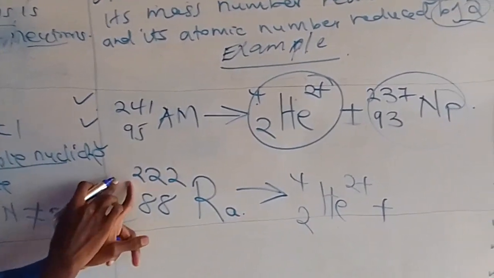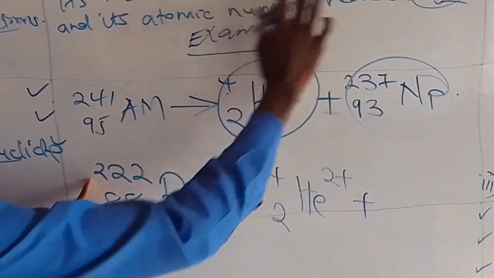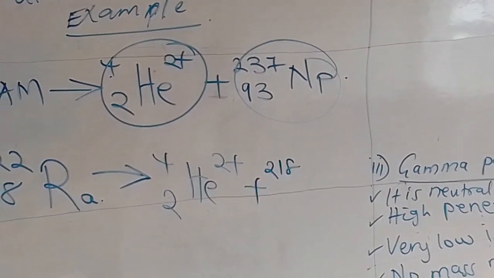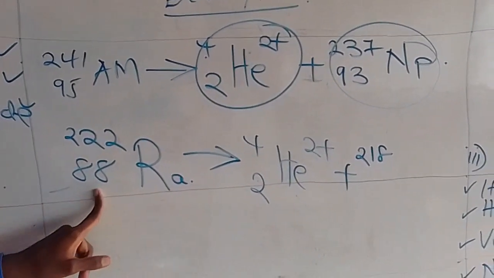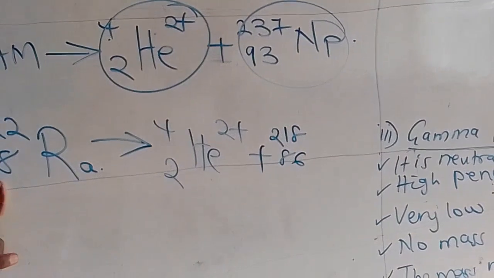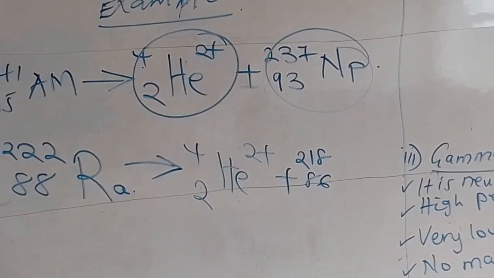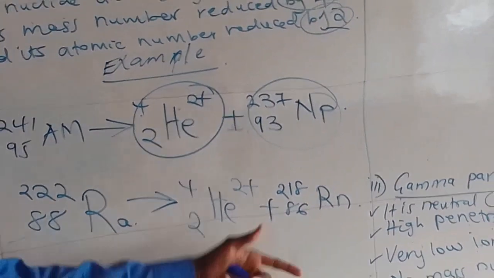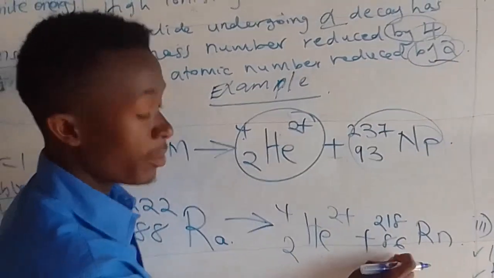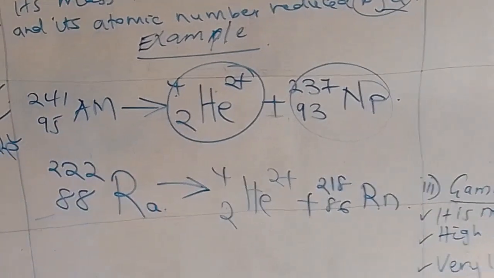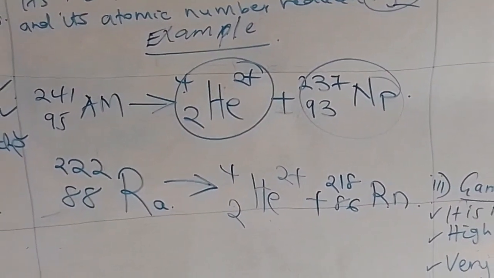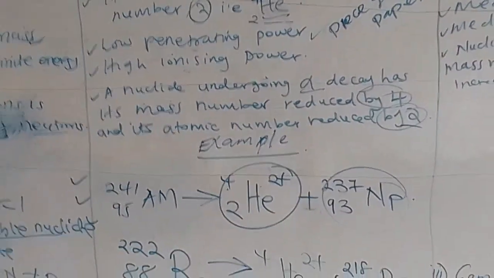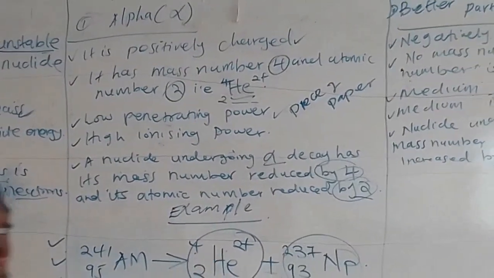You come to the mass number 222, mass number reduced by 4. So 222 minus 4, that is 218. And atomic number reduced by 2, that is 86. And a new element will be formed, that is Rn. When you look at the periodic table, element number 86 is simply Rn. So that is all about the alpha particle. Easy like that. We move on to the beta particle.